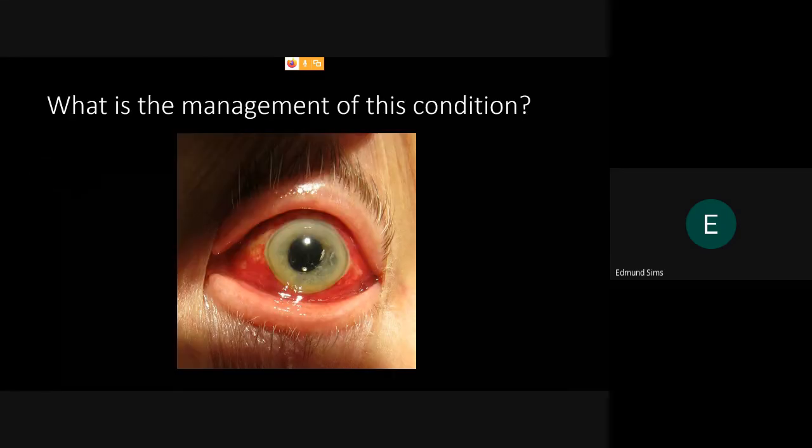If there's no questions, we'll start with the quiz. Okay, what's the management of this condition? You can either drop a message or unmute yourself.